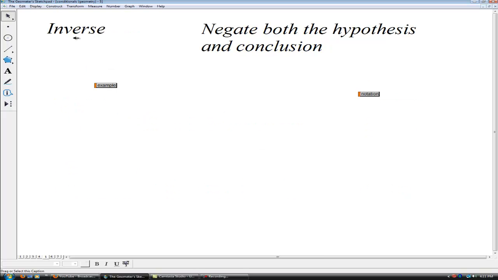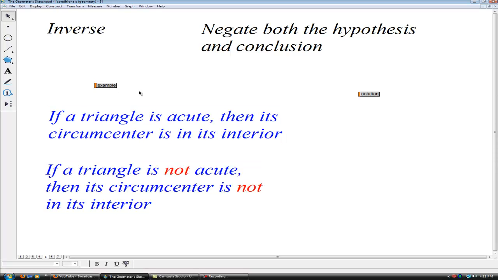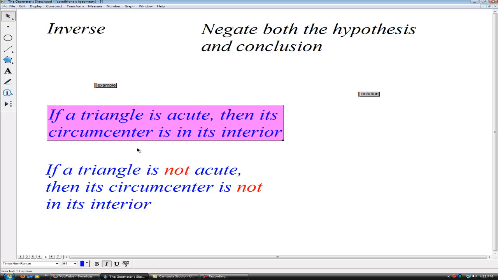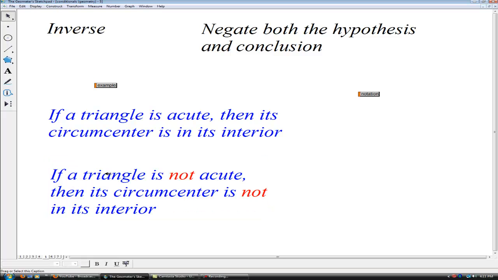This vocabulary word, inverse, is to negate the hypothesis and conclusion. So here's an example. If a triangle is acute, then its circumcenter is in its interior. We'll learn about those things later, but the inverse of this conditional is this conditional. If a triangle is not acute, then its circumcenter is not in its interior. So an inverse of a conditional is to negate both the hypothesis and conclusion. And here would be the notation. If P, then Q, the notation for an inverse is, if not P, then not Q.